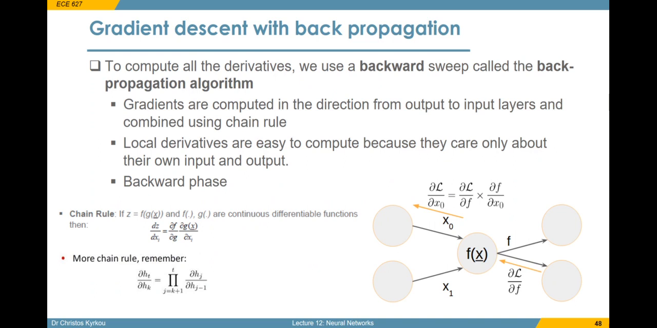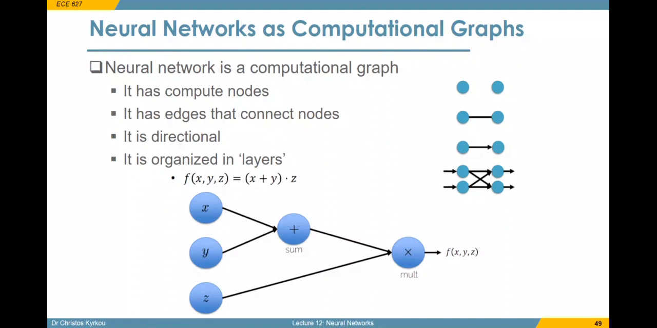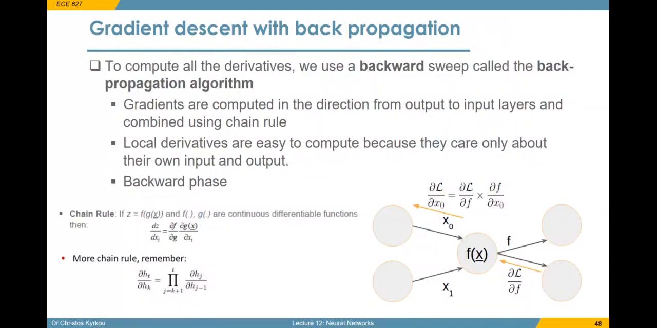So it allows us to compute the gradients with respect to each input of each node. It makes derivatives local, which makes them easy to compute because at each node we only care about the input and the output. And this is basically what we refer to as the backward phase.